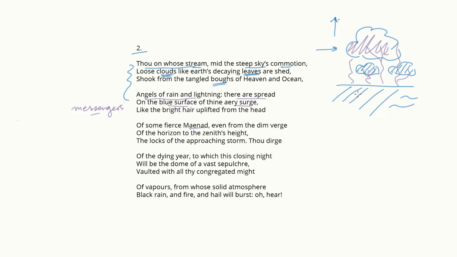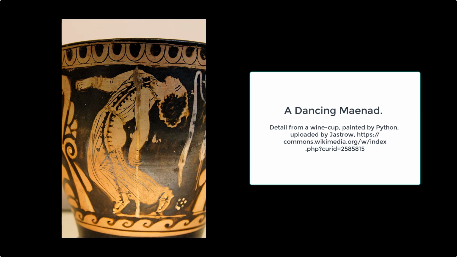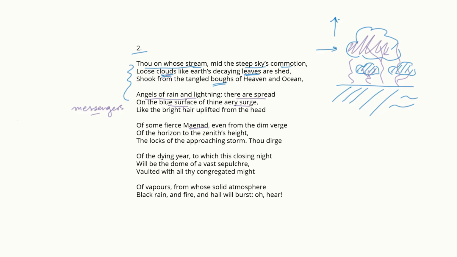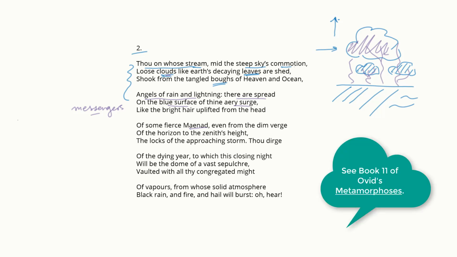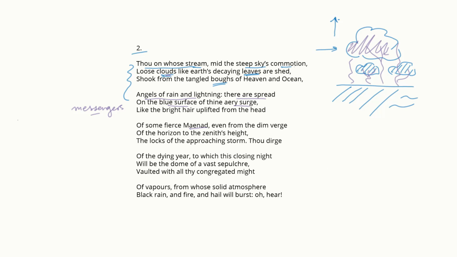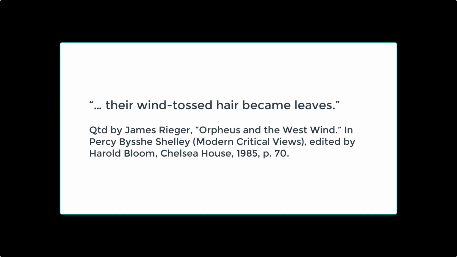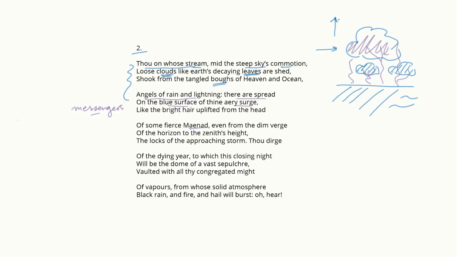Now, who are the Maenads? Well, the Maenads were followers of Dionysus or Bacchus in ancient times. And they were known for being crazy. In fact, in one of the stories in Ovid's Metamorphoses, we read that Orpheus, the great poet, is torn to shreds by the Maenads. They rip him up. And the Maenads, in turn, are punished for killing Orpheus by being turned into oak trees. The critic James Rieger has pointed out some of these connections, and the one line he draws attention to is the fact that their wind-tossed hair became leaves. So maybe Shelley has that image in mind.